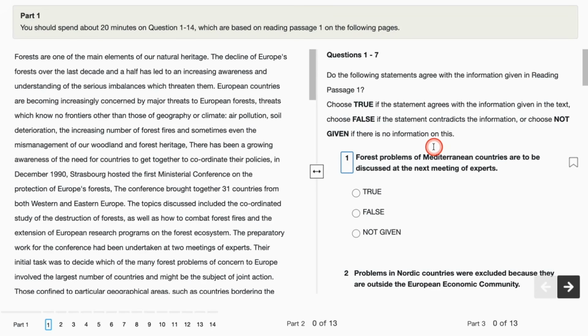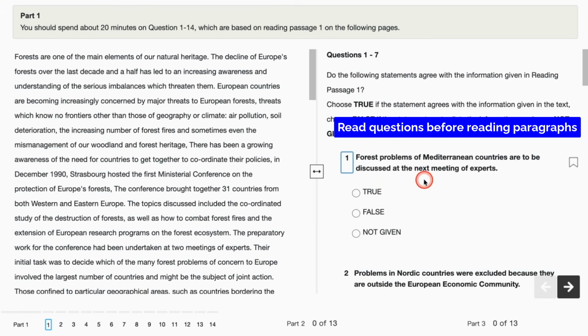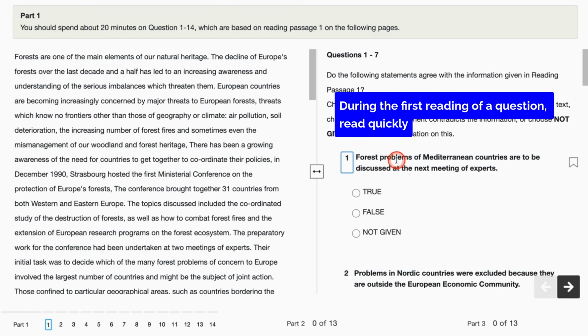For some types of questions, we should read the paragraphs first and then read the questions. For example, for matching information, we should read the paragraphs first. But for true-false not given questions, we should read the questions first and then read the paragraphs. The first time we read a question, we only need to go through it quickly. We don't need to analyze it in detail because we won't be able to remember all this information, right? Right now, we only need to go through it quickly.